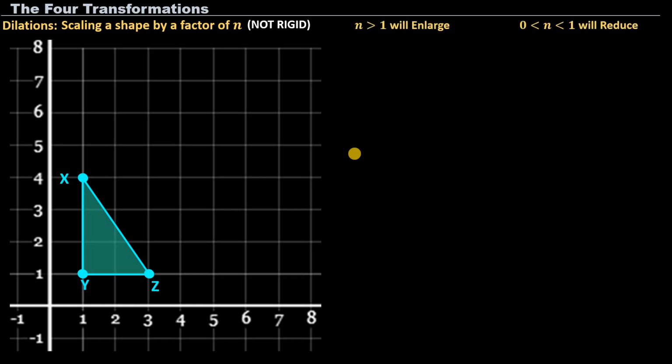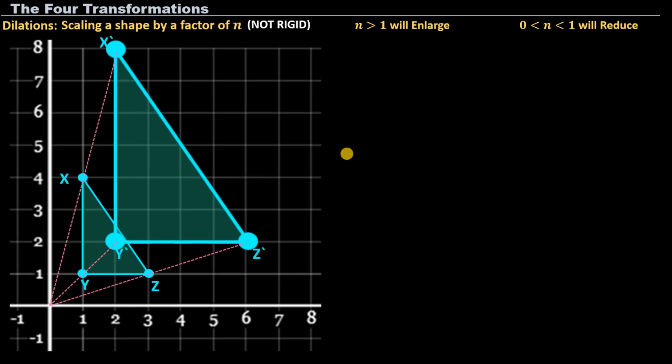And so if n is a number, if the thing that you're multiplying by is a number larger than 1, your shape is going to enlarge. If n is a number between 0 and 1, like 1/2 or 1/3, your shape is going to reduce. So if we look at this example here, we have obviously an example of our prime image being an enlargement of our pre-image. And if we look at our distances, the original YX distance here is 3. The new YX prime distance is 6, so we have an enlargement, a scale factor of 2.